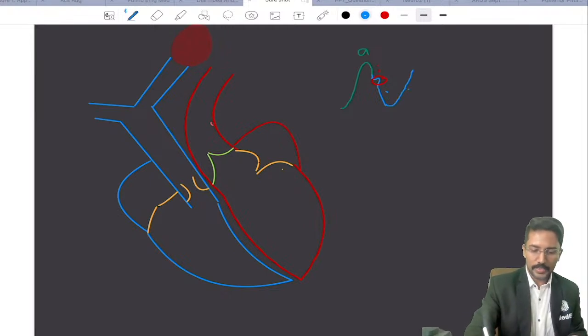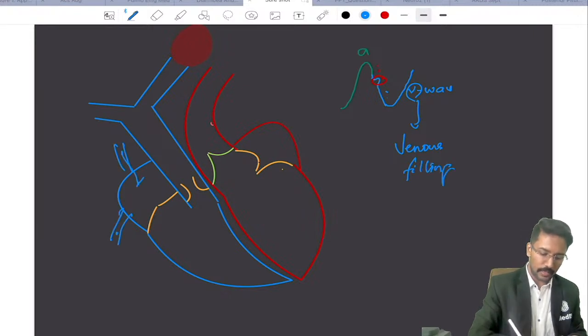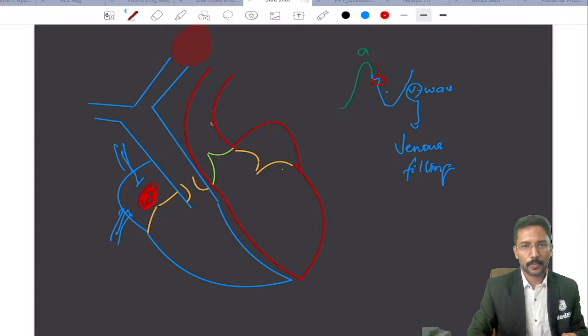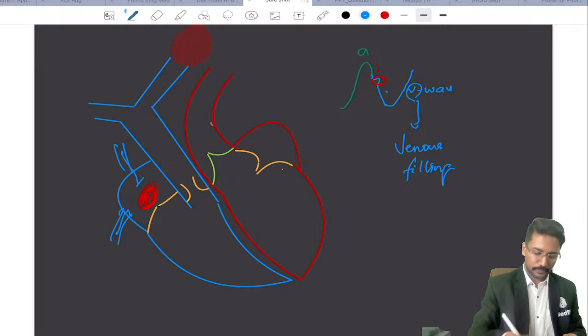So this is leading to another positive wave, which is called as V wave. Again, easy to remember. V stands for venous filling, simple, right? So superior vena cava and inferior vena cava are filling the right atrium. So right atrium is getting filled with blood. That gives rise to a positive V wave. Okay.